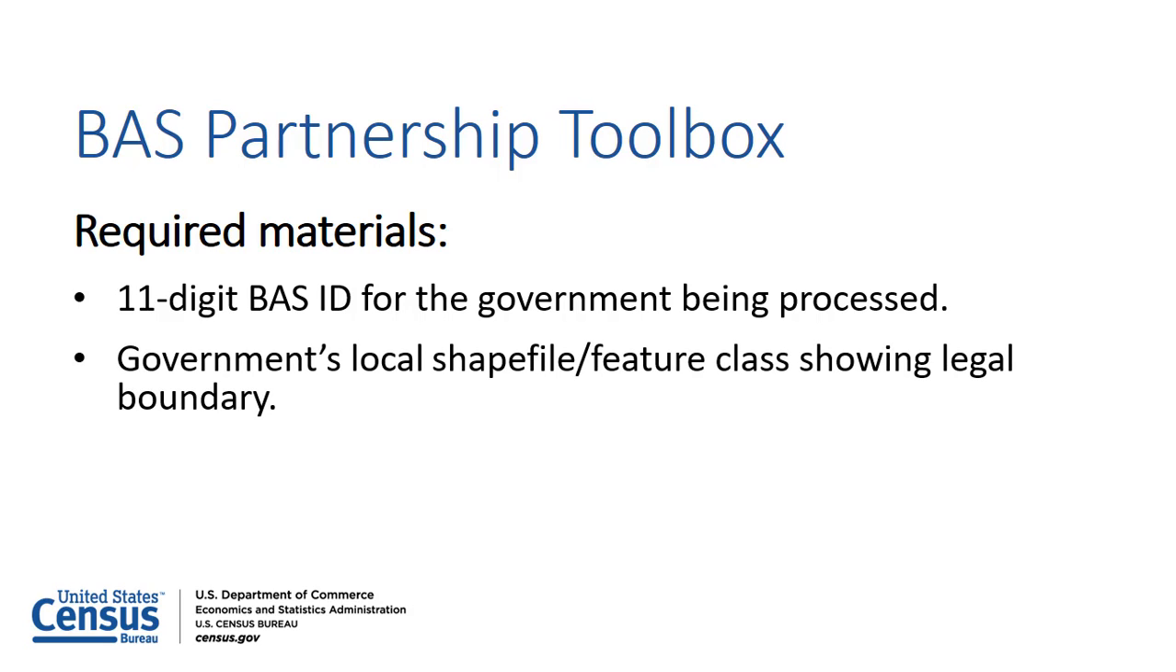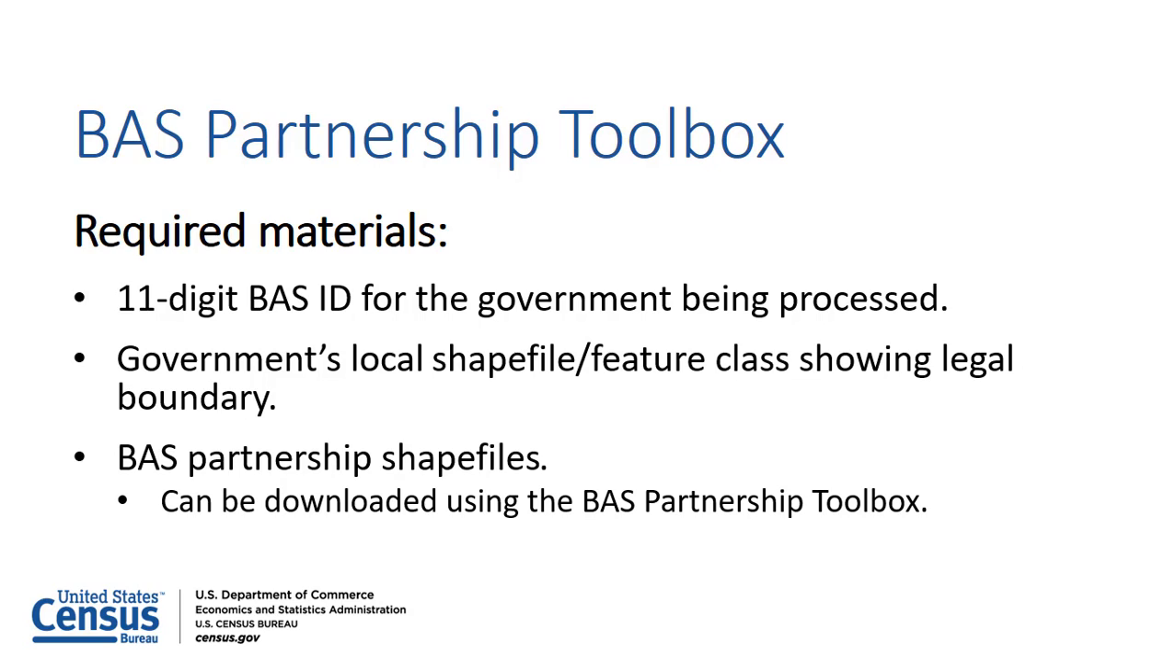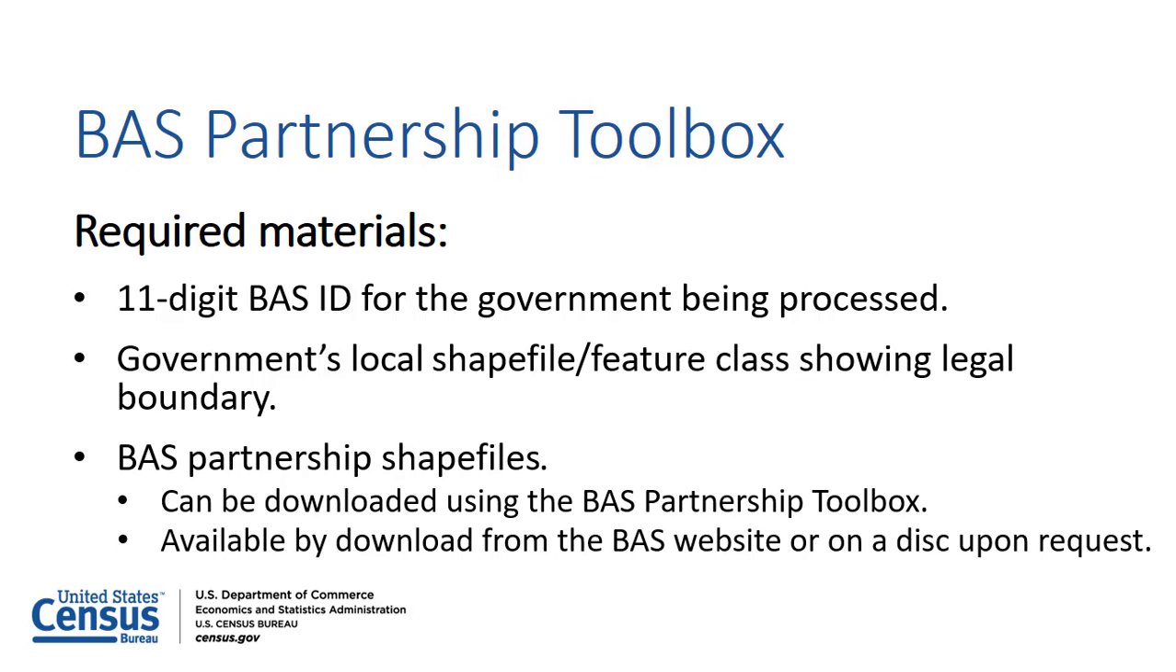The government's local shapefile or feature class showing the legal boundary of the working government, and the BAS Partnership shapefiles. In most cases, participants using the BAS Partnership Toolbox will be able to download the partnership shapefiles using the Census Data Download tool within the toolbox. However, if participants have trouble accessing the data through the toolbox, or they already plan to use offline mode, they should use the BAS Partnership shapefiles, which are available for download from the How to Get Started section of the BAS website.